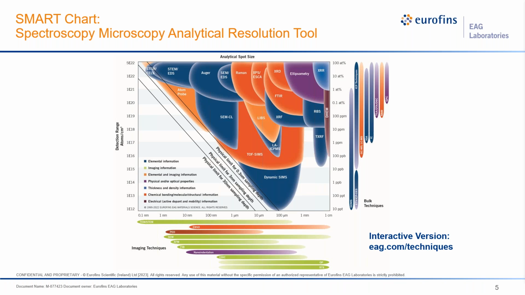The techniques on the right, for example, don't necessarily have a spot size associated with them. They are basically bulk composition techniques. They may consume your entire sample, and they have the detection range shown from top to bottom. Corrosion testing will be in the bulk techniques. The techniques at the bottom are basically imaging techniques and don't provide compositions per se, but they do have relevance with respect to the spot size on the x-axis. An interactive version of this chart can be found on our website at eag.com/techniques.